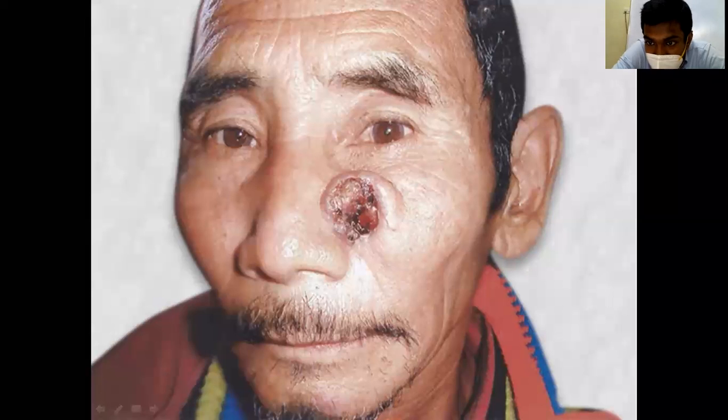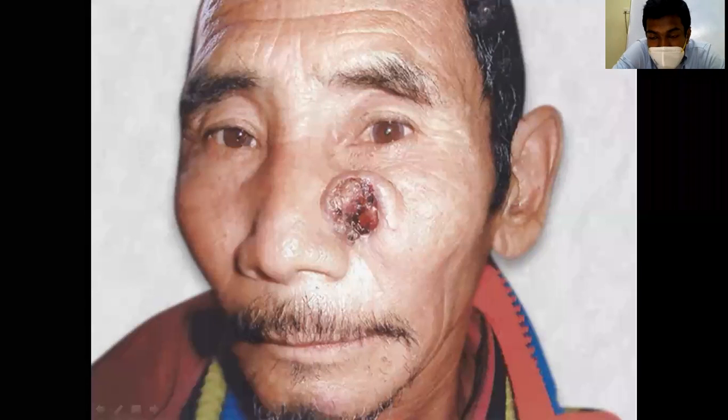Central scabbing and peripheral proliferation. It can also be that one of the margins is a healing type and the other end is a proliferating type. So it appears as if a field is on fire. One side is normal, the other side is on fire. So this ulcer, you can say that one end is healthy, healing, and the other end is spreading.